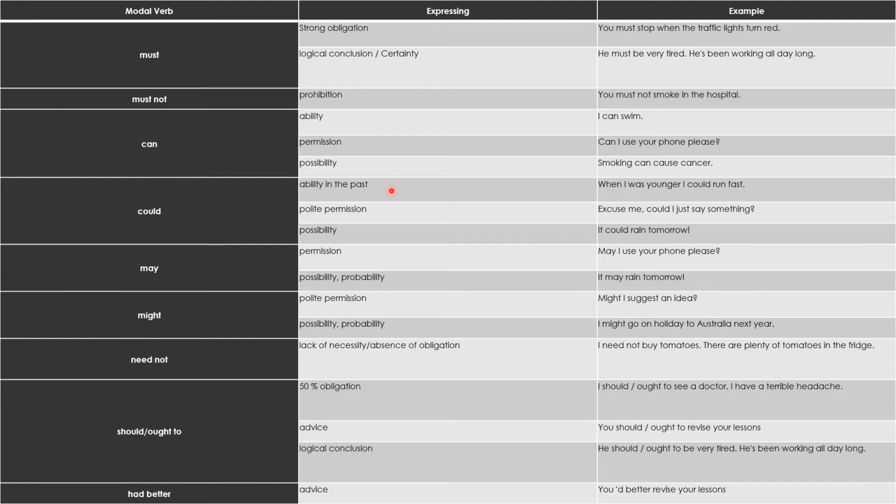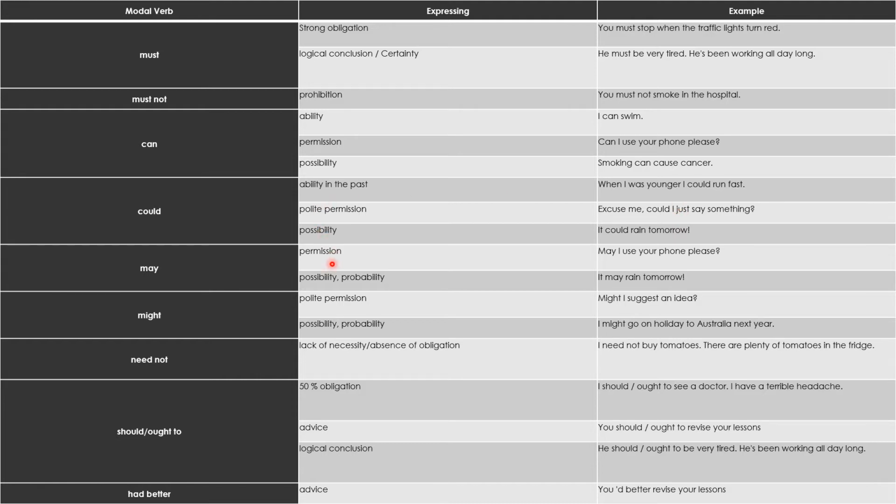And could is used for ability in the past, and for polite permission and possibility. So when you have a very gentle request or gentle permission, when you are asking for permission, then you can use could. Excuse me, could I just say something? And for ability in the past: when I was younger, I could run fast. So the sentence talks about something which happened before. A person could run fast when the person was younger.